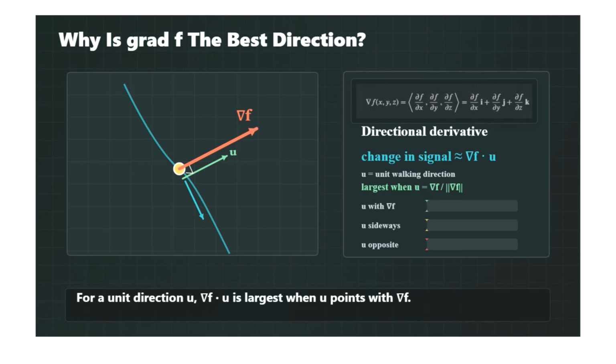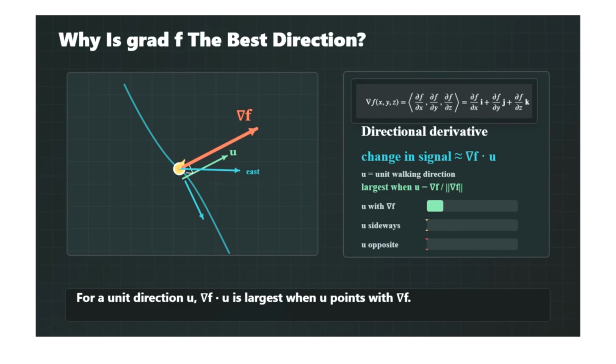Mathematically, the gradient is made of partial derivatives. In 2 dimensions, since Max can only move on his apartment floor, grad f equals partial f by partial x, partial f by partial y. The first part tells how fast the signal changes in the x direction. The second part tells how fast the signal changes in the y direction. Together, they form the gradient arrow, grad f.